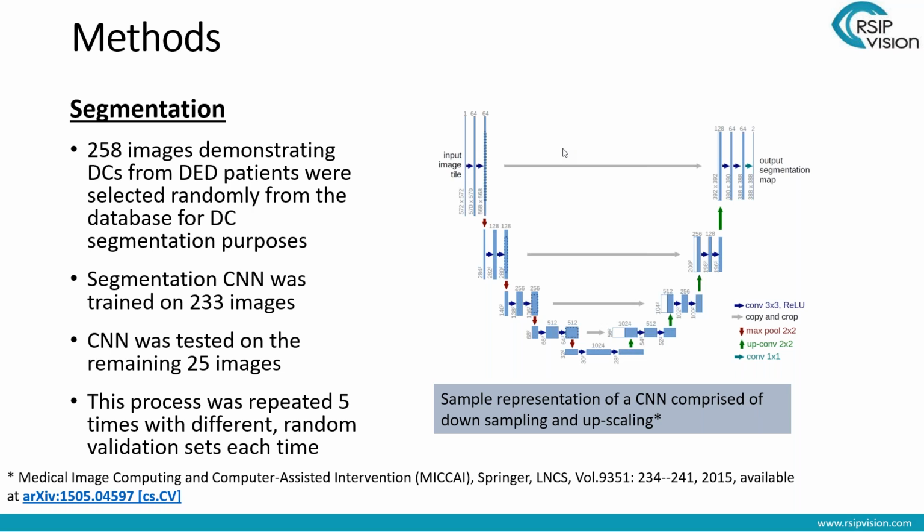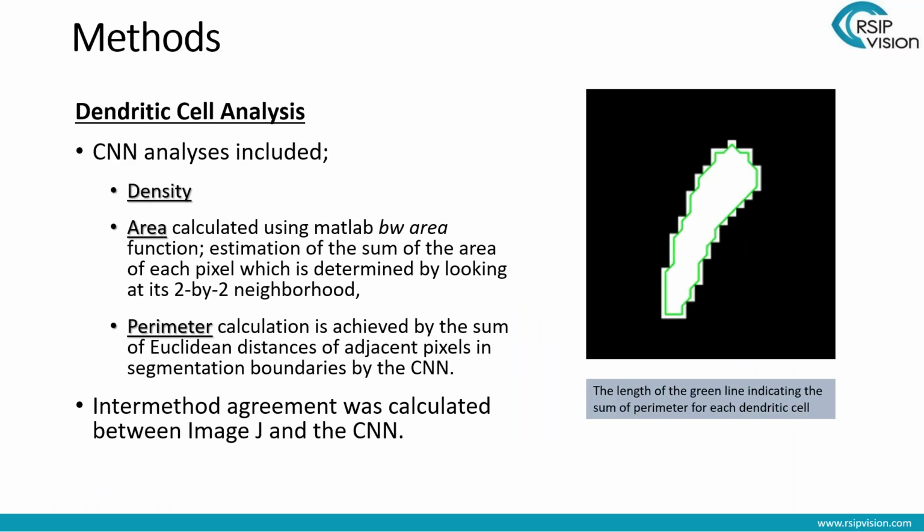For this, we had a much smaller labeled data set because it's somewhat labor-intensive to label all these segmentations of the cells. So we use only 258 labeled images. We train the neural network on segmentation, most of them, and test on about 10% of the data set. And because it's a relatively small data set, we do cross-validation.